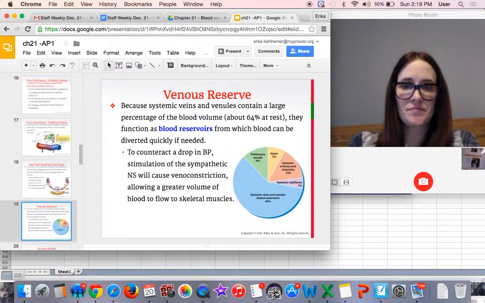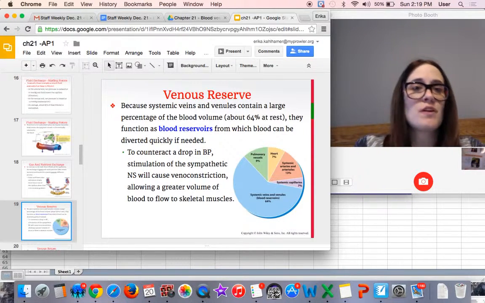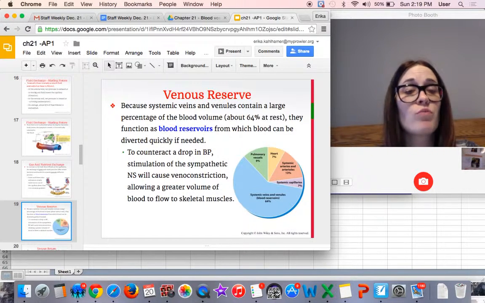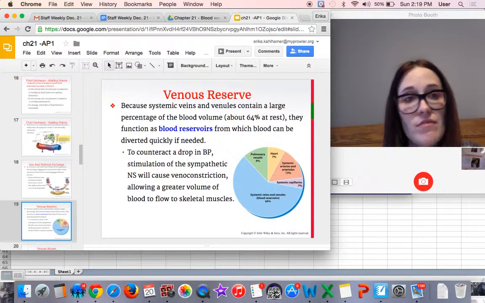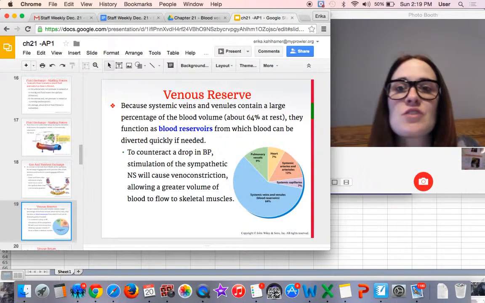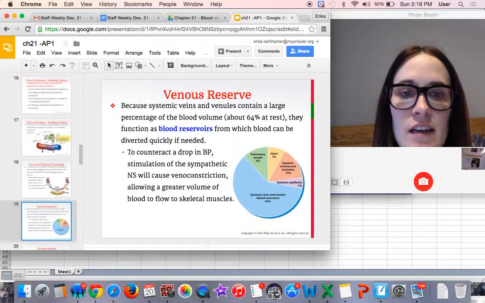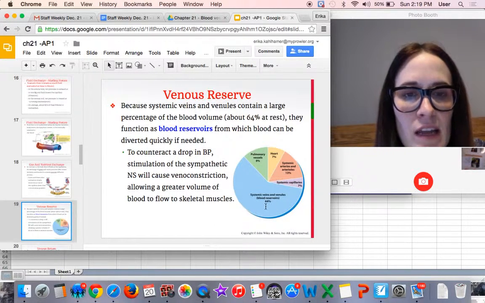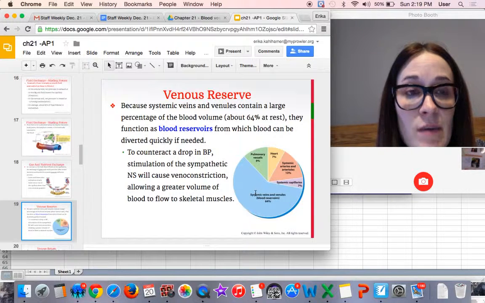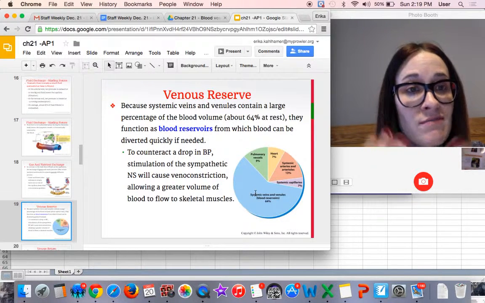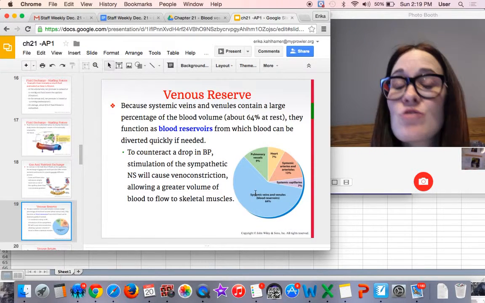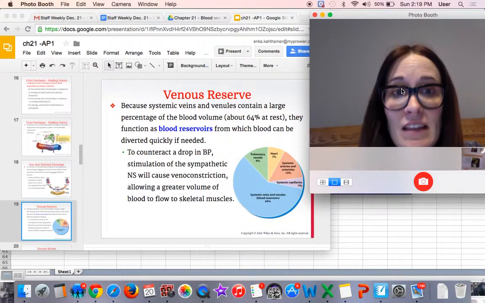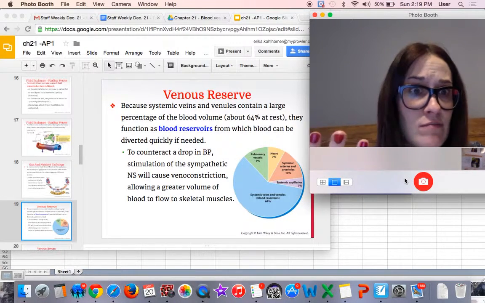Veins. So they're under low pressure, they have these valves. Veins are also important to the body because they are a blood reservoir. A reservoir is a containment device, essentially. So blood, look at this pie chart here. 64% of the blood in your body resides in your systemic veins and venules. That's a lot. So at rest, 64% of your blood is hanging out in your veins. That's why when we draw blood, we get it from your veins.